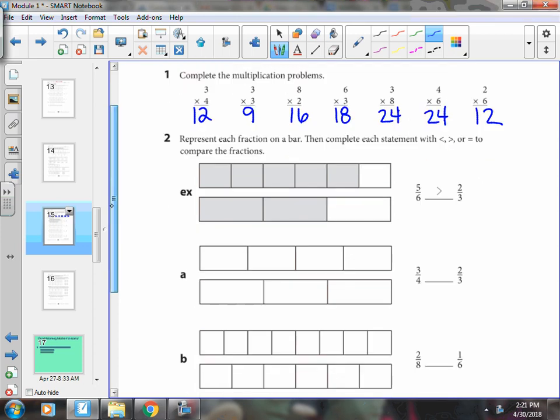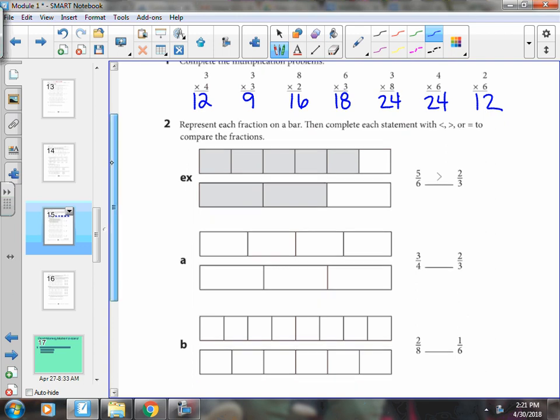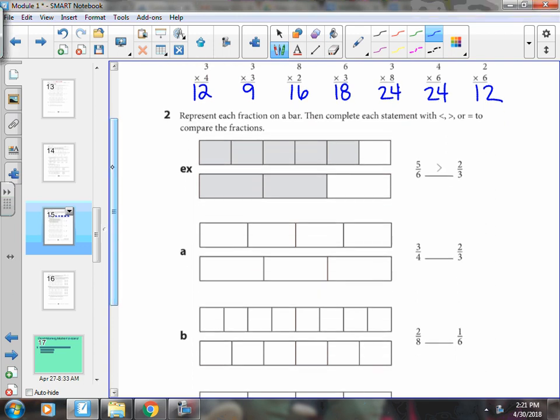Number 2, represent each fraction on a bar, then complete each statement with a less than, greater than, or equal to symbol to compare the fractions. Okay, so draw the fraction they tell you to, and then you'll be able to see which one is bigger. So this is a visual way of figuring out which fraction is bigger. You can always make the denominators into the same number as well, and then it's also easy to tell which one is bigger. Okay, so they did the example for us.